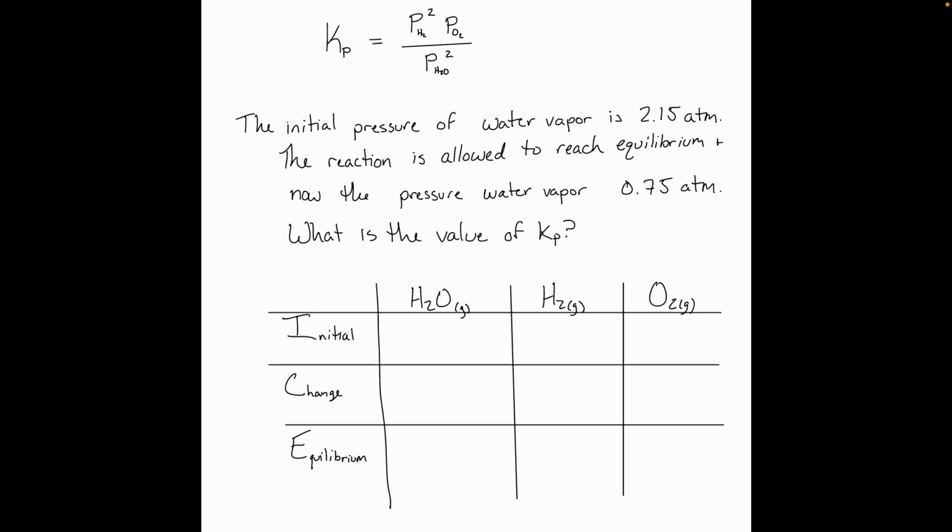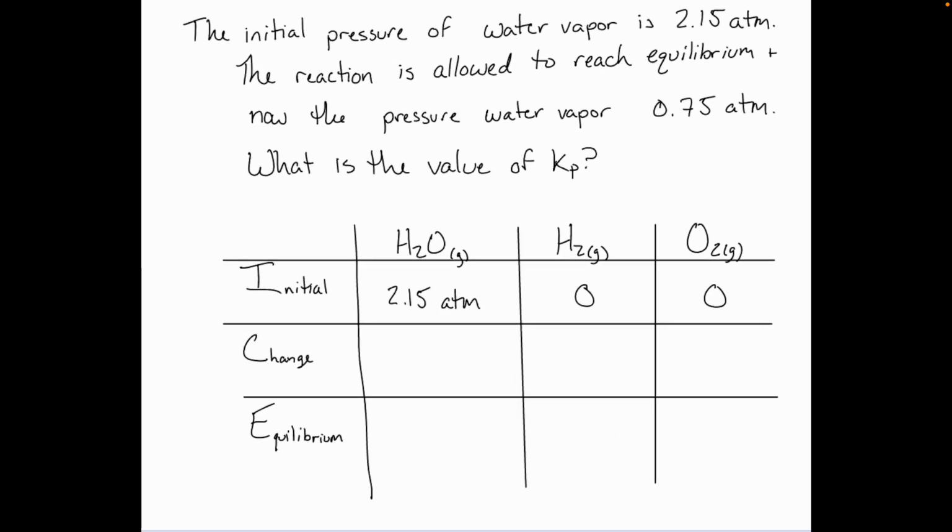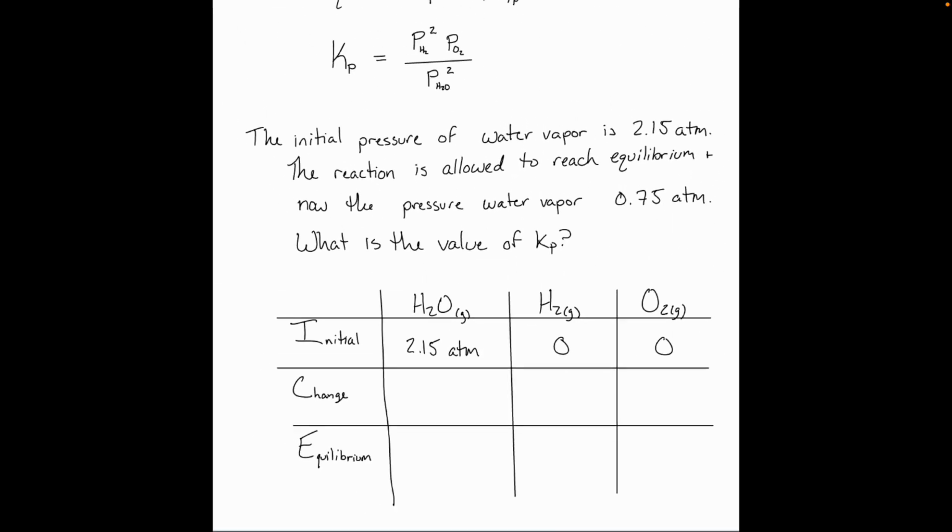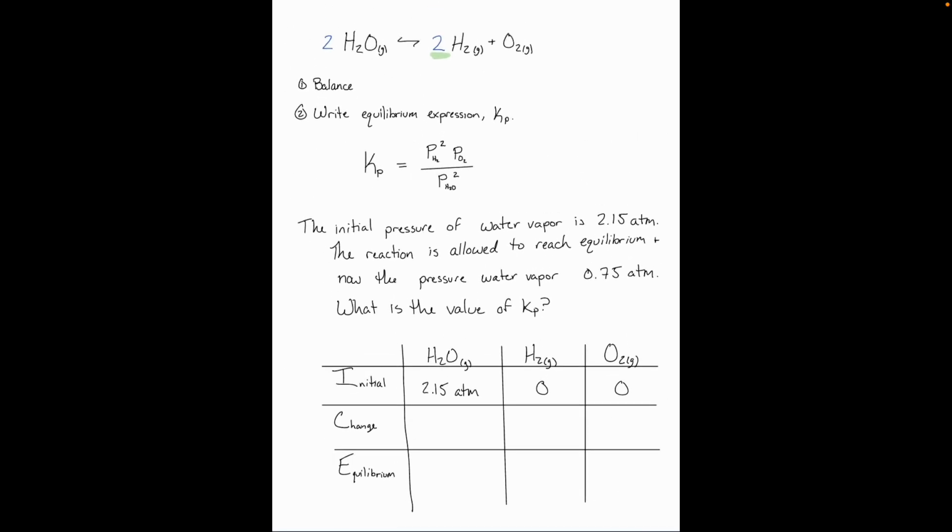Okay, so what is the initial pressure of the water vapor in this problem? The 2.15 atm. And how much hydrogen gas and oxygen gas do I have initially? 0, right? Before any reaction has occurred, I don't have any of that stuff. Okay, and then the whole thing about how this works is this change row is going to be very important. Let's get our balanced chemical equation down here so we can look at it.